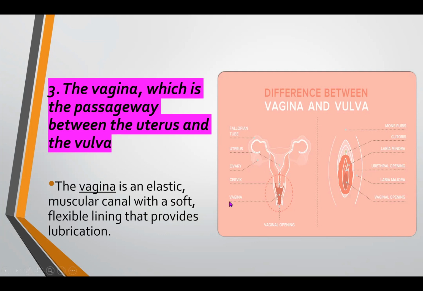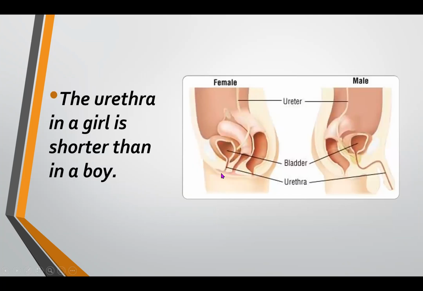Also, let's see the urethra. The urethra is the tube that extends from the bladder to the outside of the body. Let's see the difference between female and male. This is the urethra in female, and this is the urethra in male. It says the urethra in a girl is shorter than in a boy. This is from the bladder. This is the urethra. It's very short.